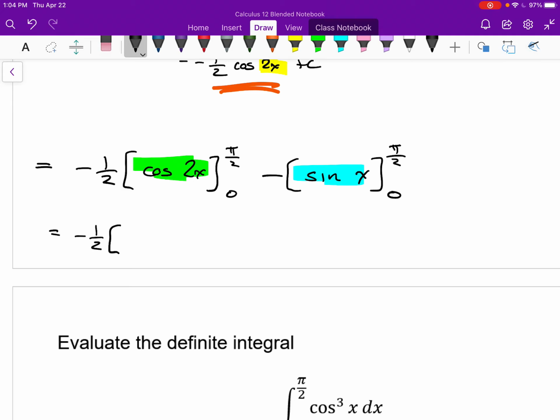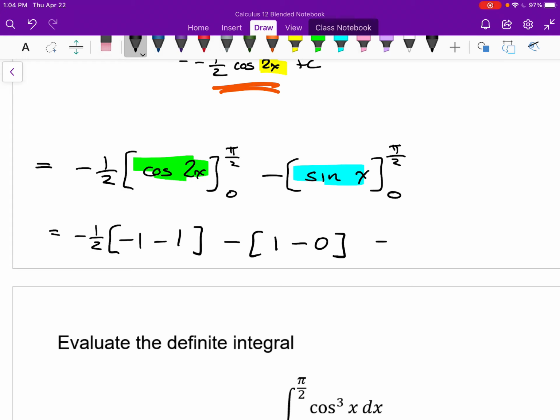The cos of 2 times pi over 2 is the same as the cos of pi, and the cos of pi is negative 1, minus the cos of 2 times 0, which is the cos of 0, which is 1. There's that part. And then I have another one to evaluate here. The sine of pi over 2 is 1, minus the sine of 0, which is 0. That's come together quite nicely.